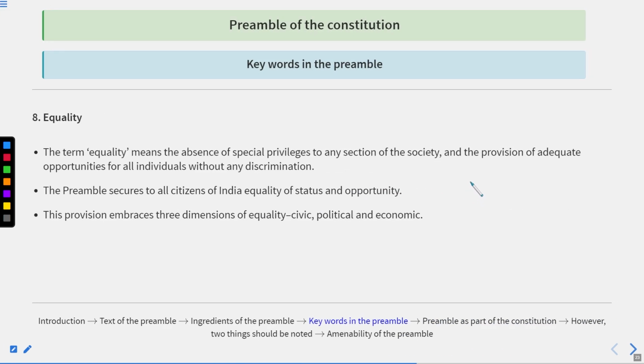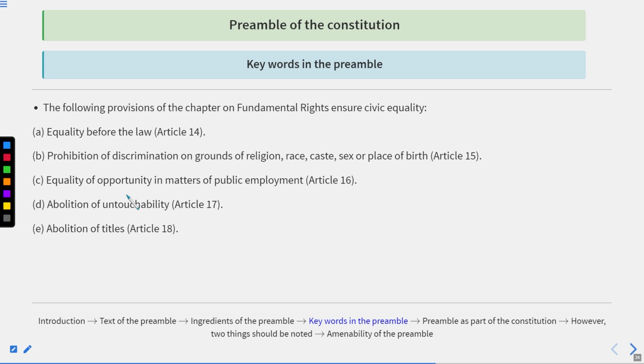Equality. The term equality means the absence of special privileges to any section of society, and provision of adequate opportunities for all individuals without any discrimination. The preamble secures to all citizens of India equality of status and opportunity. This provision embraces three dimensions of equality: civic, political, and economic. The following provisions of the chapter on fundamental rights ensure civic equality: equality before the law, prohibition of discrimination on grounds of religion, race, caste, sex, or place of birth, equality of opportunity in matters of public employment, abolition of untouchability, and abolition of titles.